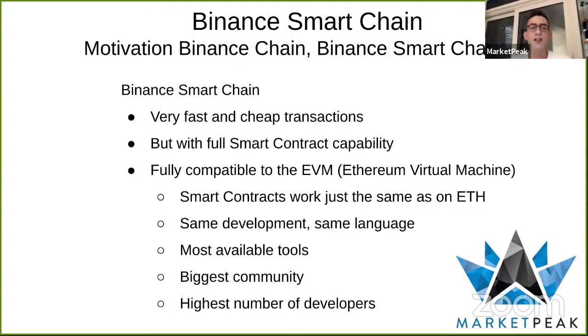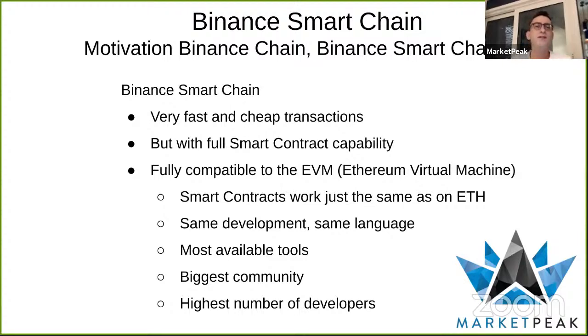How is that? Why is that? Well, that is because it is fully compatible, 100%, to the EVM, the so-called Ethereum virtual machine. That means that the very same smart contracts that are working and already running on Ethereum work just the same on Binance Smart Chain. It is the same to develop smart contracts for Binance Smart Chain as it is on Ethereum. They use the same programming language.